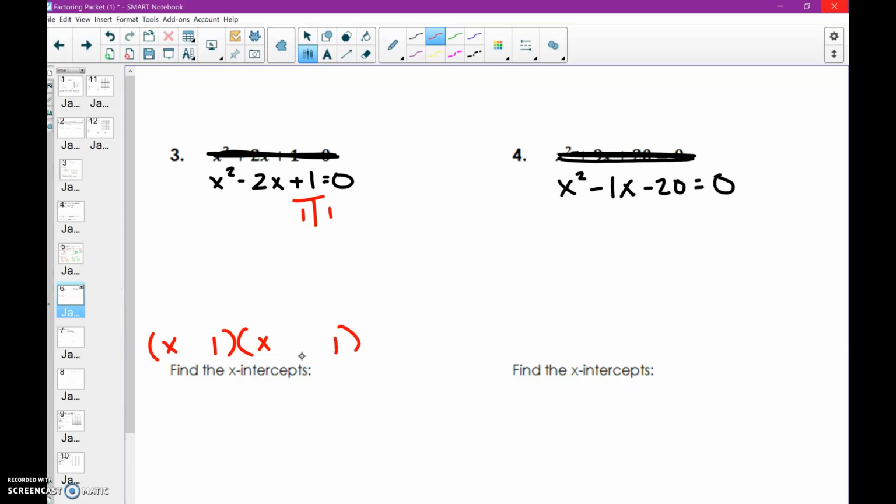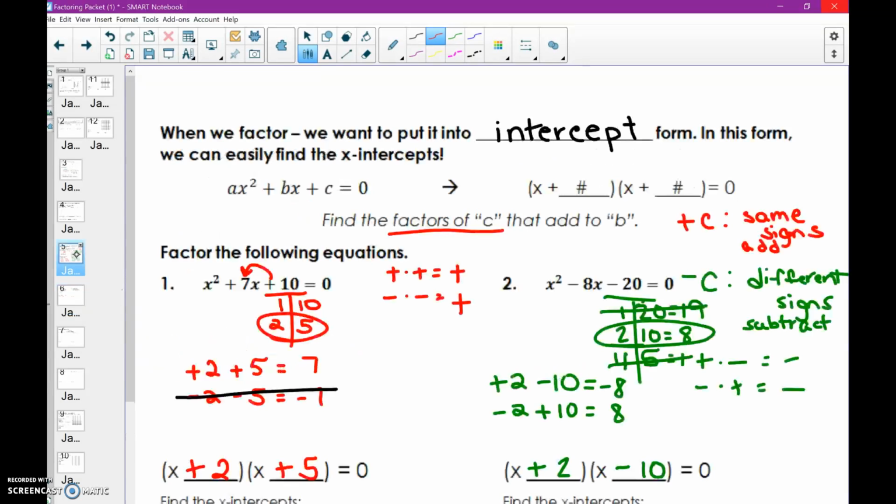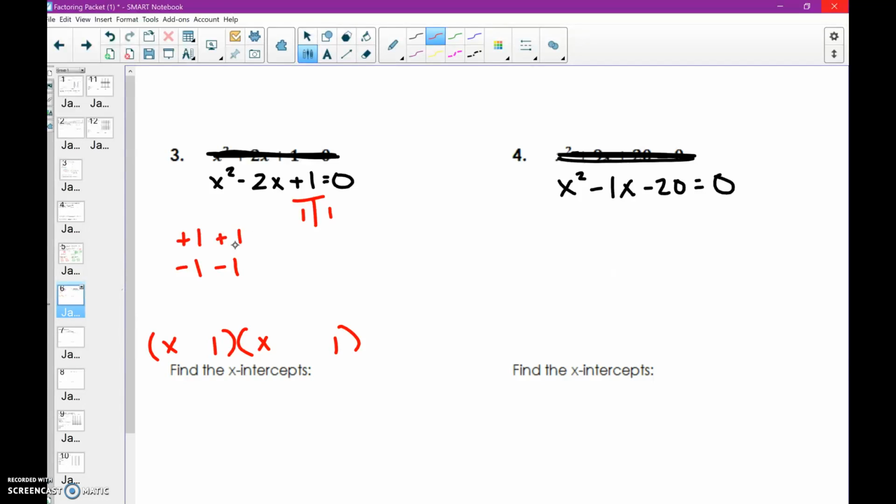So here are my options. If I'm multiplying to get positive 1, my only options are either positive 1, positive 1, or negative 1, negative 1. Remember what we said, if it's a positive c value, you're going to have to add and have the same signs. All right, well, what's positive 1 plus 1? That's 2. Negative 1 and negative 1 is negative 2. Okay, well, look at my equation. Am I trying to get positive or negative? Trying to get negative, so I want this one, which means both of my signs are negative.